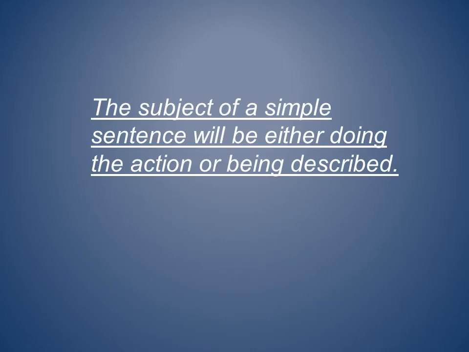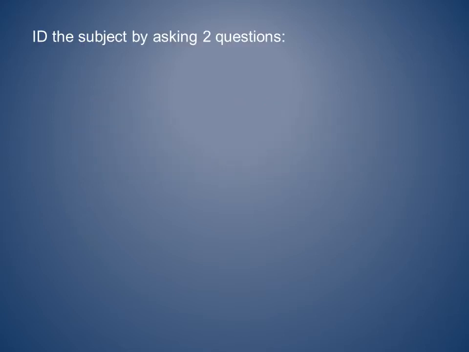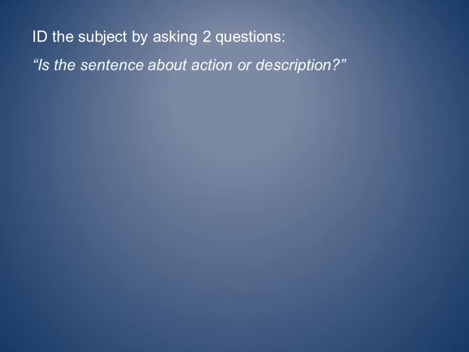A better way to do it is to look at what a subject actually does in a sentence, because it only has one of two possible jobs. The subject of a simple sentence will be either doing the action or it will be being described. That's it. So with a couple of questions based on those two things, we should be able to arrive at the subject. Here's one question. Is a sentence about action or description? That's the best place to start. If you can do that, you're in the right direction.